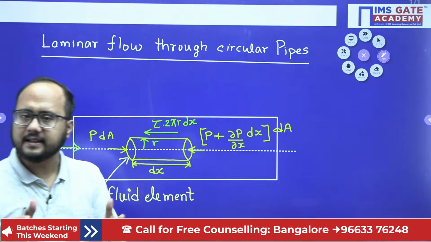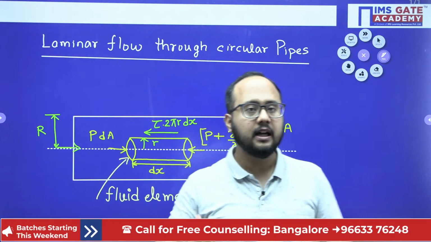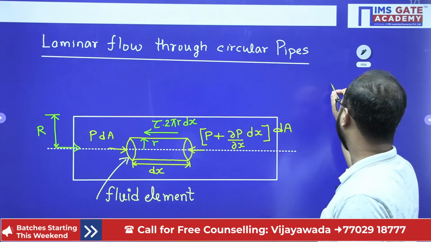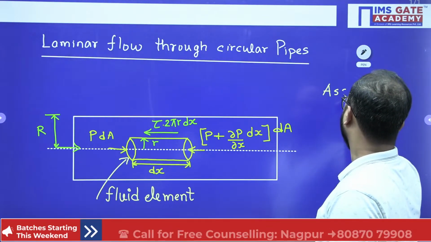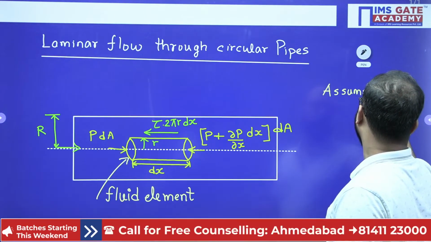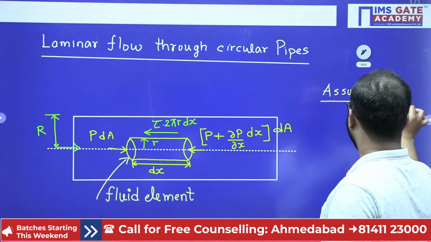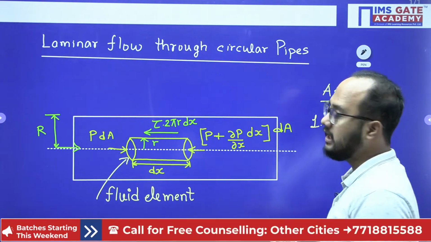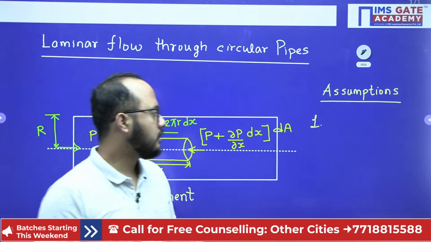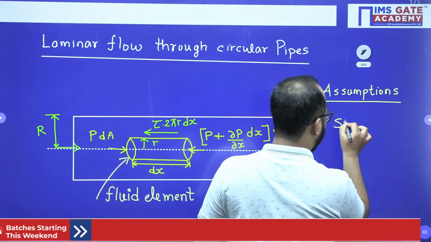Now some basic assumptions we need to understand in the case of laminar flow through a circular pipe. So what are those assumptions? See, first of all, steady flow. Okay, there will not be any changes with respect to time. So steady flow I will be assuming here.